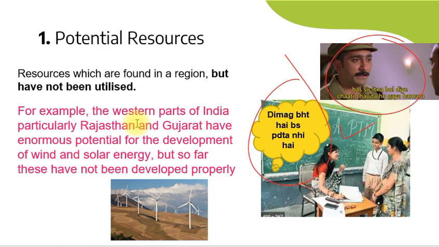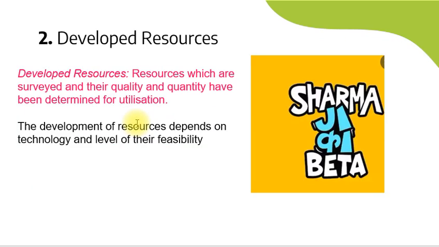Okay, so this is the example of potential resource. Now moving on to the developed resource. What is developed resource? Developed resource is a resource which is surveyed and its quality and quantity have been determined for utilization. मतलब एक resource है जो कि हमें पता है कि कितनी quantity में हमें available है, क्या उसकी quality है और हम उसको use भी कर सकते हैं. So that would be categorized as developed resource.